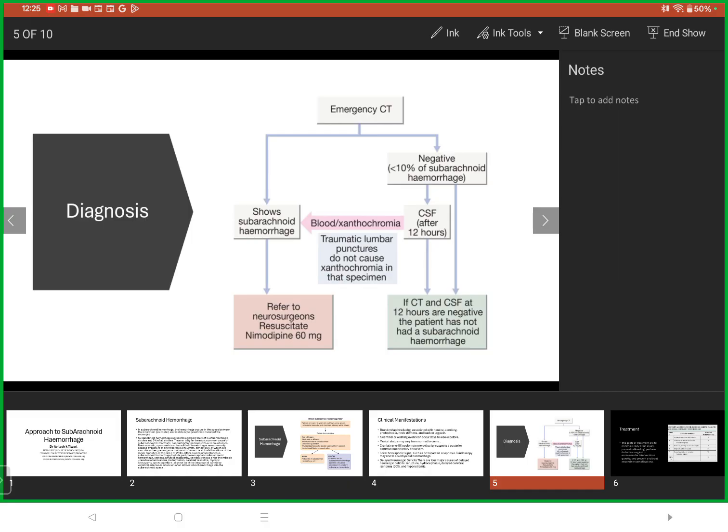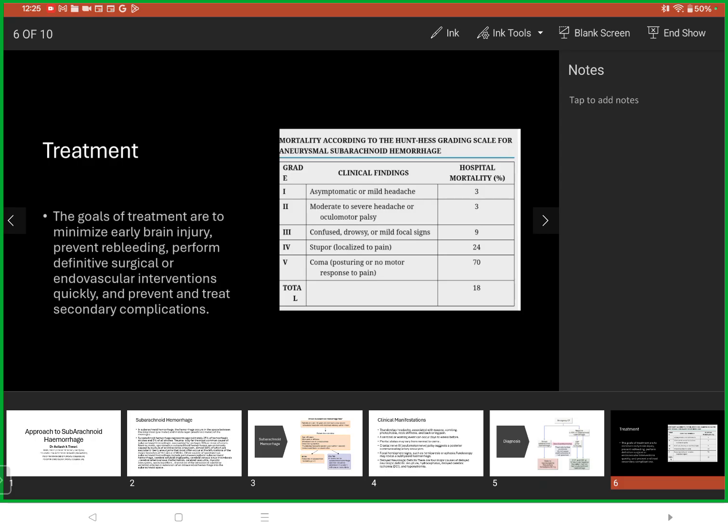Xanthochromia is the yellow supernatant fluid, which occurs in response to blood which has been hemolyzed, and it requires around 12 hours or more to be present. So after 12 hours, you can advise your patient to have a CSF examination, and you will find all the four bottles will have the similar type of presentation.